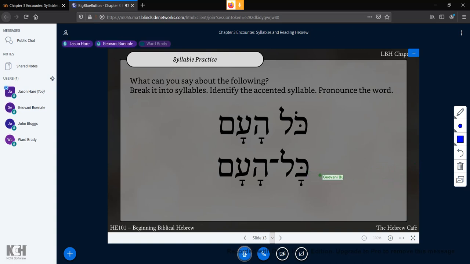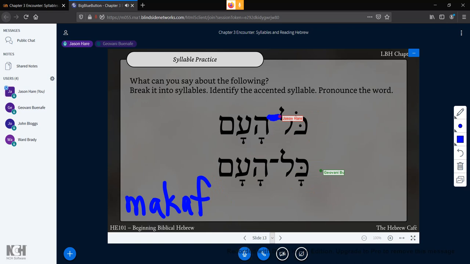Yeah, since there's a dagesh, I think it drops, possibly the long vowel, which turns into a short vowel. But what causes it? Could we have this form with makaf? Makaf is the line, like a hyphen. If we had the makaf here, could we maintain this long vowel?